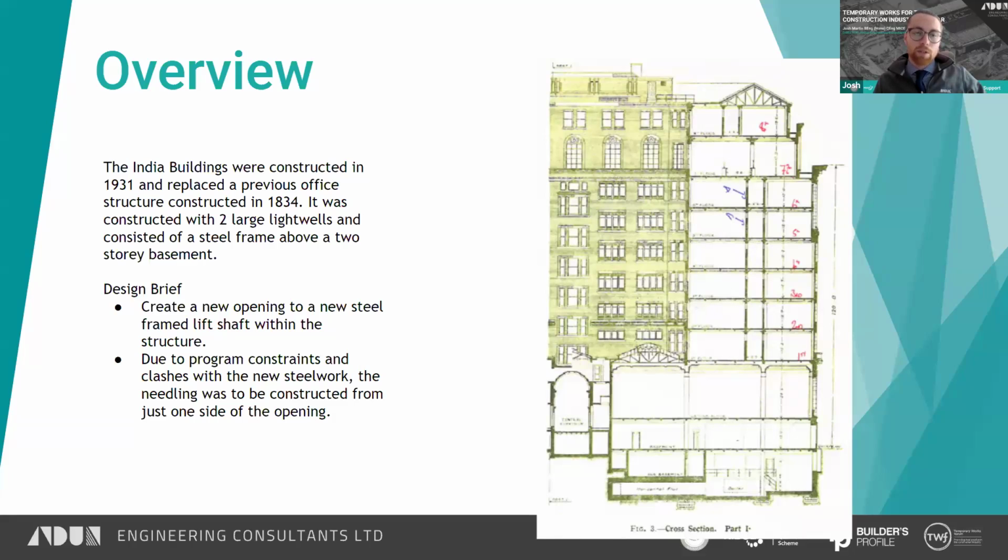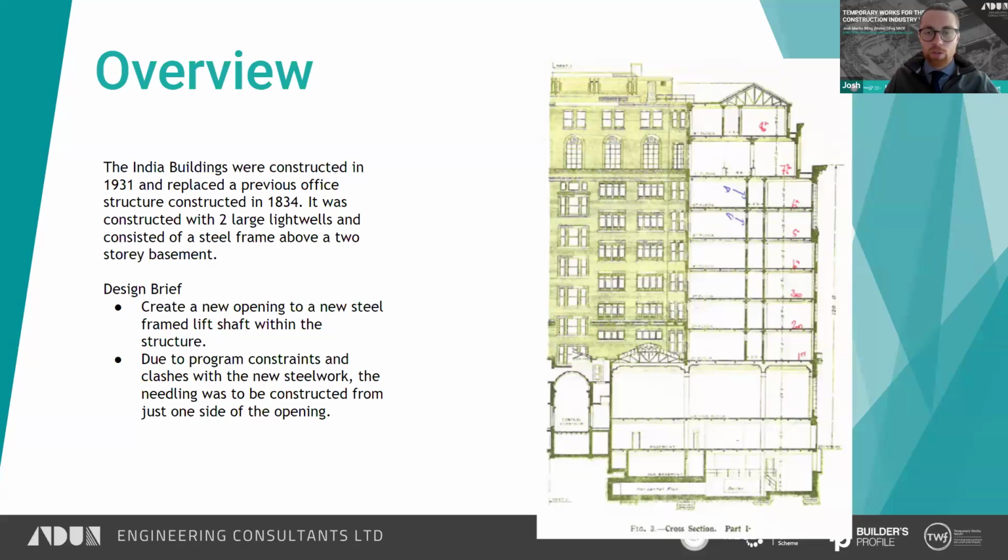So I'm going to focus on a particular area now, which is the scissor propping. The design brief for this particular part was to create an opening to the new lift shaft, which was being constructed. The existing floors on either side of the opening were also not the same height, which added further complexity. And there were also some embedded steels within the wall as well.